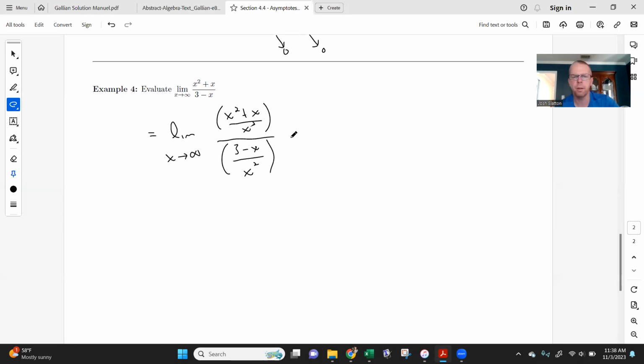All right, so now do the simplification. So we have the limit as x approaches infinity. x squared over x squared is just going to be 1. And then x over x squared is just going to be 1 over x, and 3 over x squared, and then minus 1 over x. All right, so just like last time, anything with an x on the bottom is going to go to zero. So that goes to zero, that goes to zero, and then this is just one.